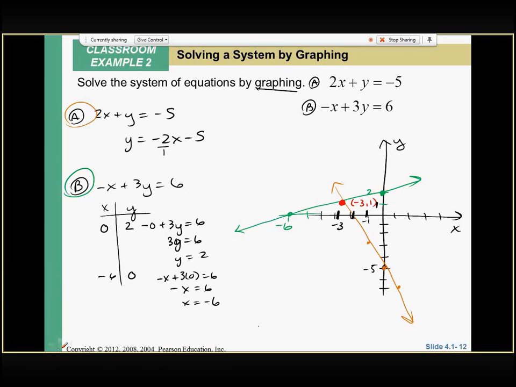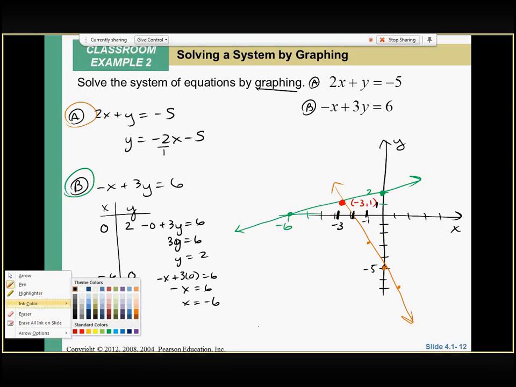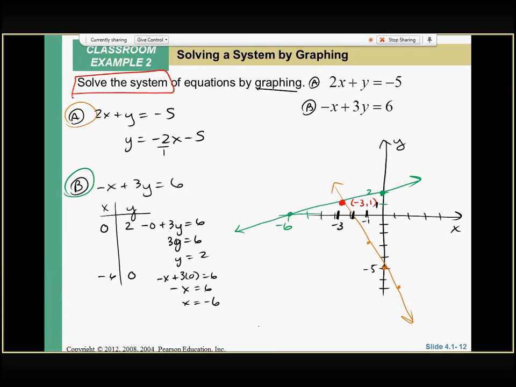So that's my solution, is where they intersect. So when I ask to solve this system, your solution is going to be a point now, (-3, 1). That's your solution. Okay, and that's what you would type in. And that's how you graph those.